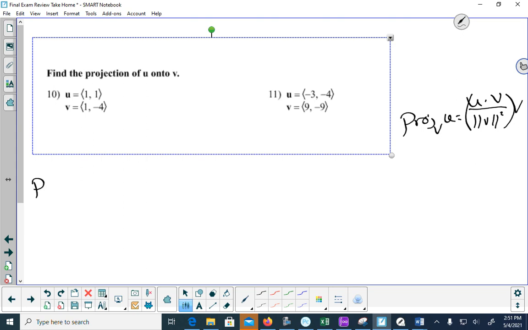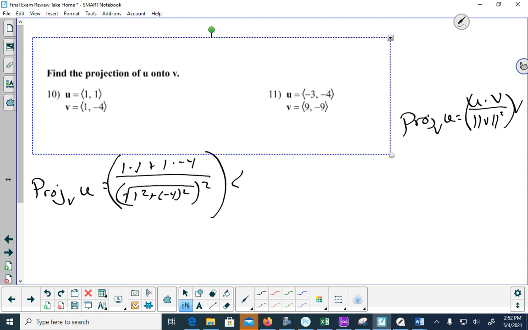To find the projection of U onto V, I'm going to do the dot product. Remember the dot product, you multiply the x's, so 1 times 1, and then you add the product of the y's, which is 1 times negative 4. And this is going to be over the magnitude of V, which is the square root of 1 squared plus negative 4 squared. But you're squaring that, so basically you don't need the square root sign. And then once I get all this, I'm going to multiply it by my vector of 1, negative 4.